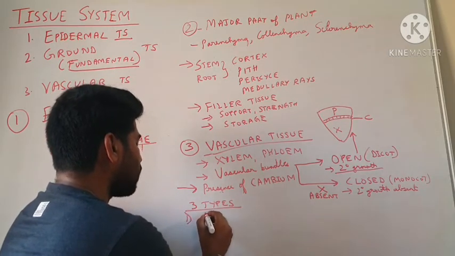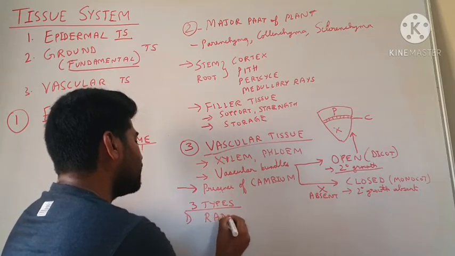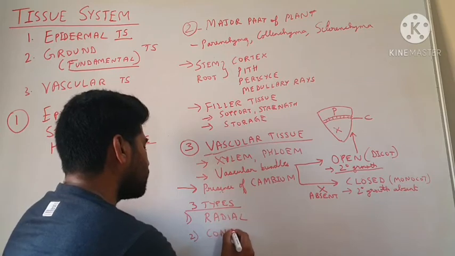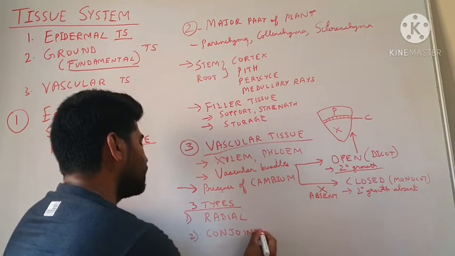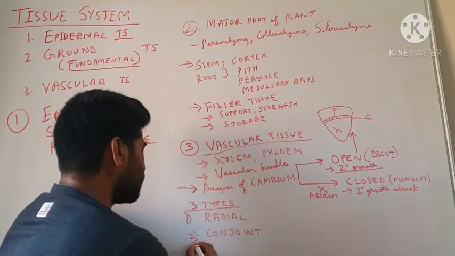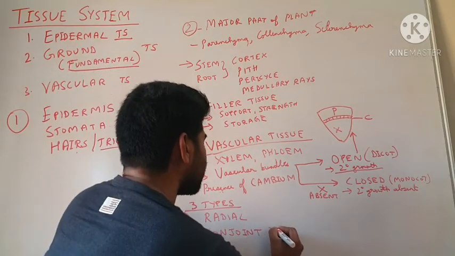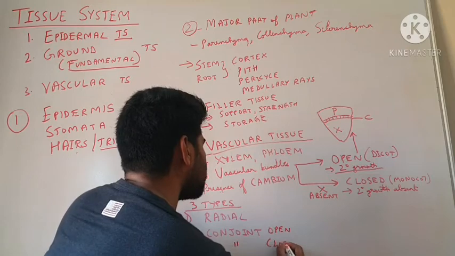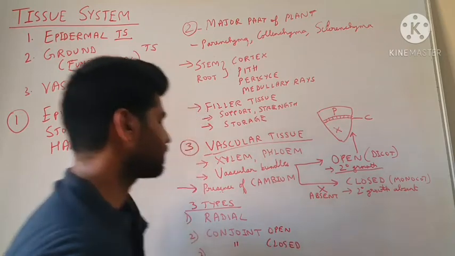We have what is called the radial type of vascular bundle. We have the conjoint type of vascular bundle. Again, it could be either conjoint open or conjoint closed.